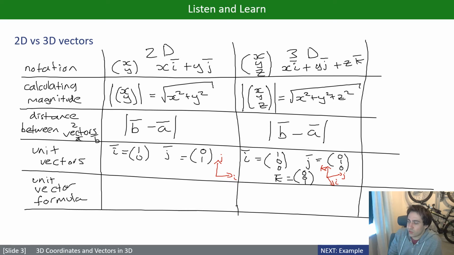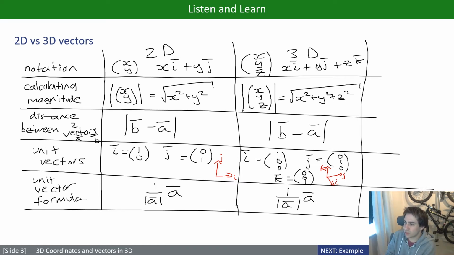And then finally, the unit vector formula. So this was, in 2D, we said if you take a vector a and multiply it by 1 over its magnitude, then that gives me the unit vector in that direction. Right? It takes that vector a and it makes it shorter such that it's now exactly length 1. In 3D, the formula, you'll be happy to know, is exactly the same. Okay.